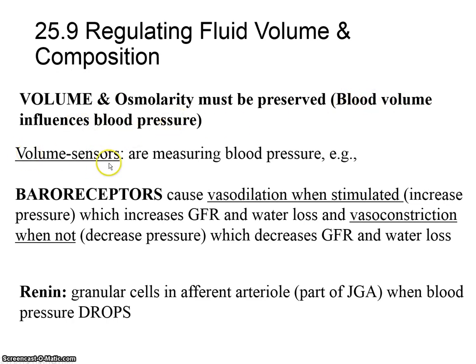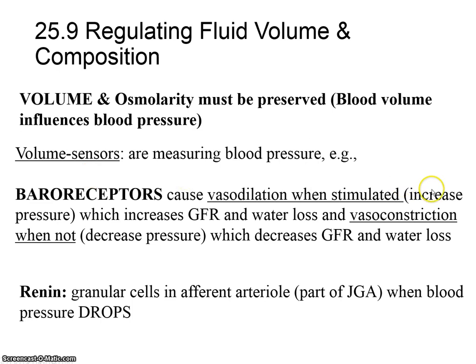So volume sensors are measuring blood pressure. We've already talked about this. We're just reminding you that baroreceptors, located, we talked specifically about ones located in the aortic arch and the carotid bodies, when we talked about the cardiovascular system. And they're located a few other places in the body. So baroreceptors cause vasodilation when stimulated, right? So increased pressure, which increases glomerular filtration rate and water loss, okay? So that's what we want.